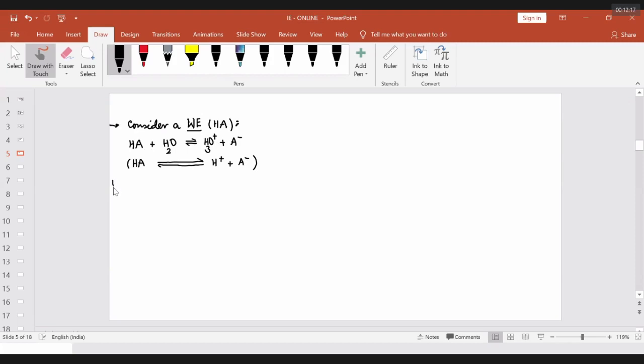At time t is equal to 0, what is our method in chemical equilibrium? 1, 0, 0. Objection, sir. What about water? We have written nothing in the case of water.